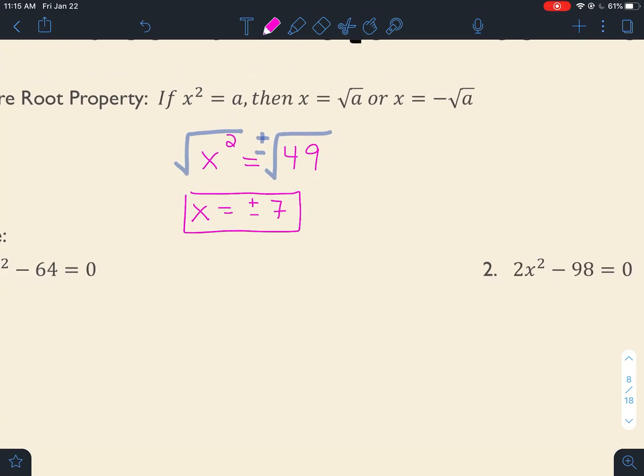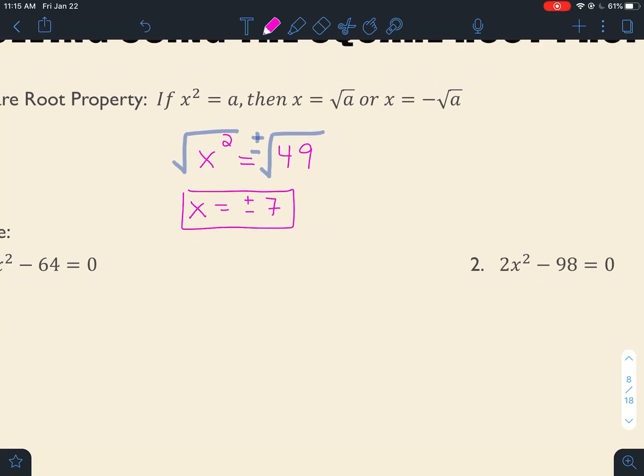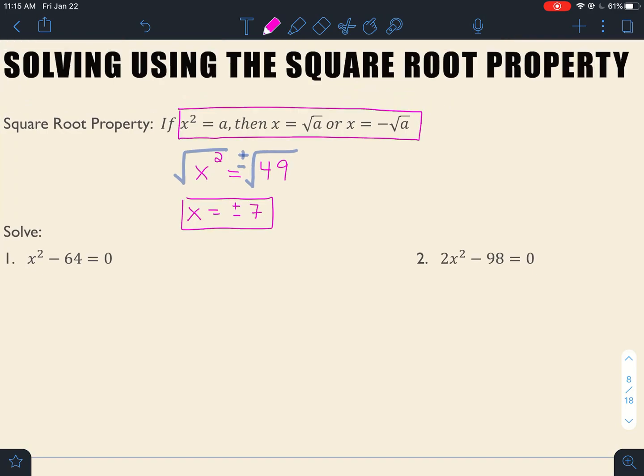So again, when you take the square root of both sides, you're inventing that square root, so you need the positive or negative root. So if x squared is equal to a, then x is going to equal either the positive square root of a or the negative square root of a.